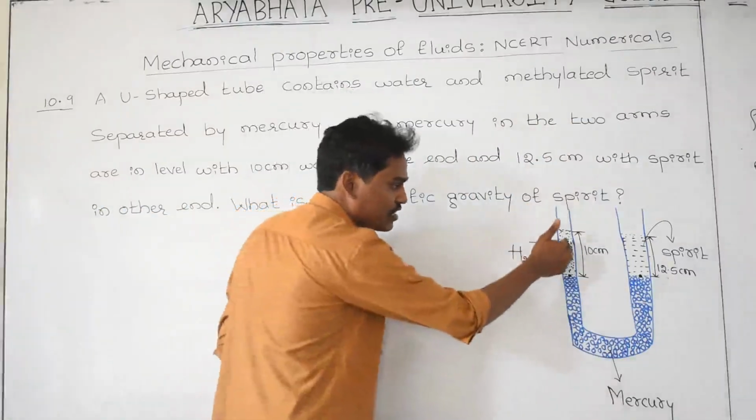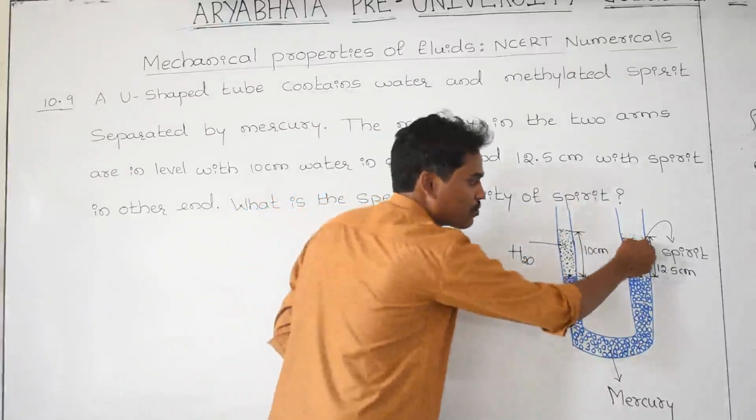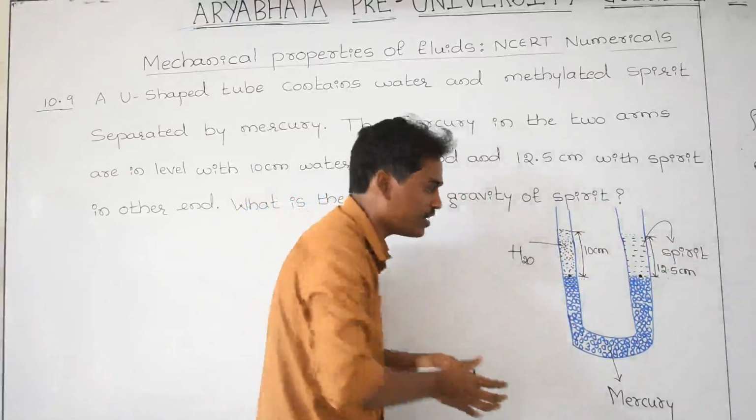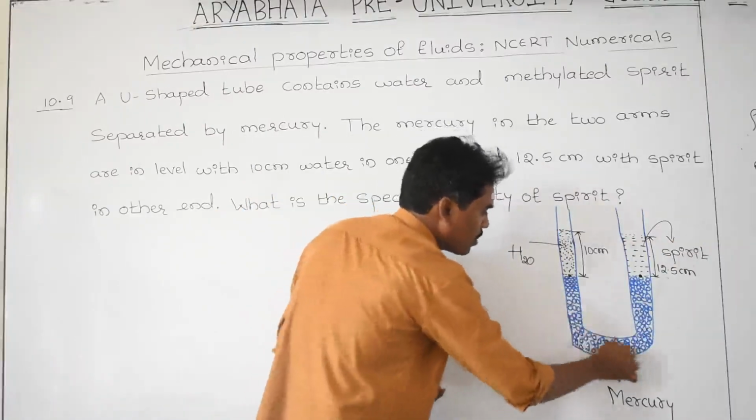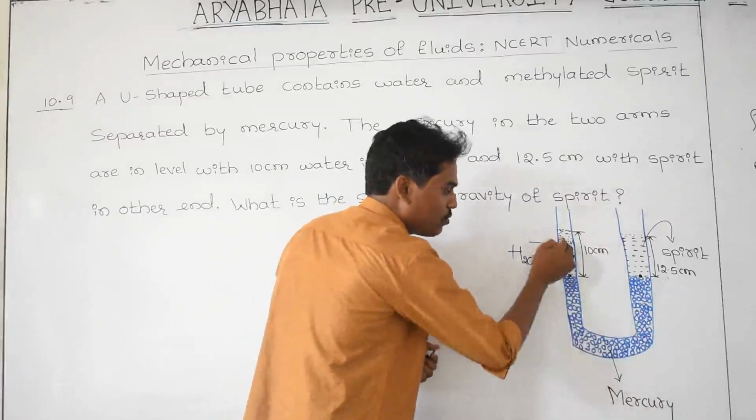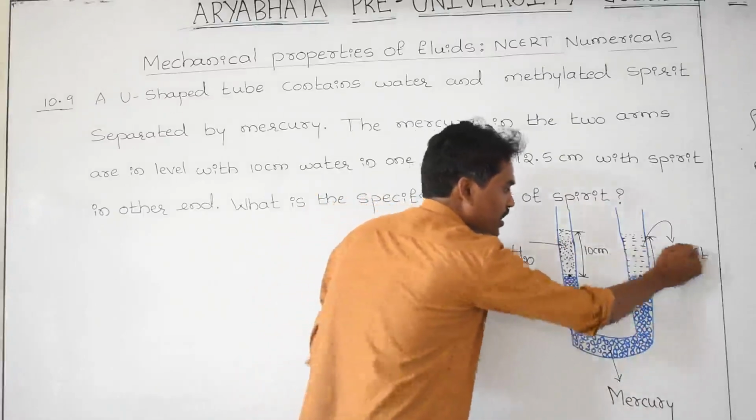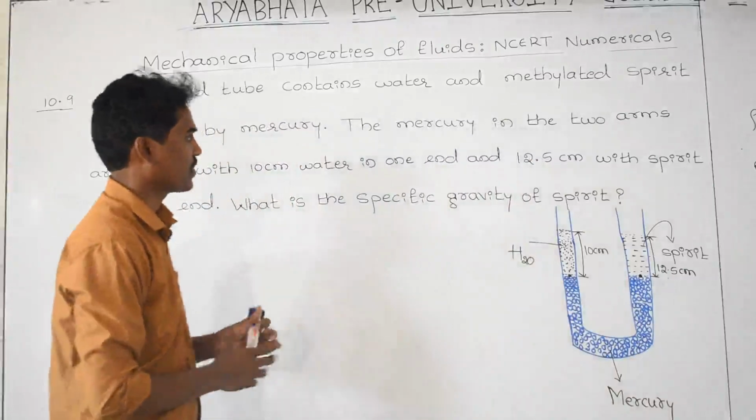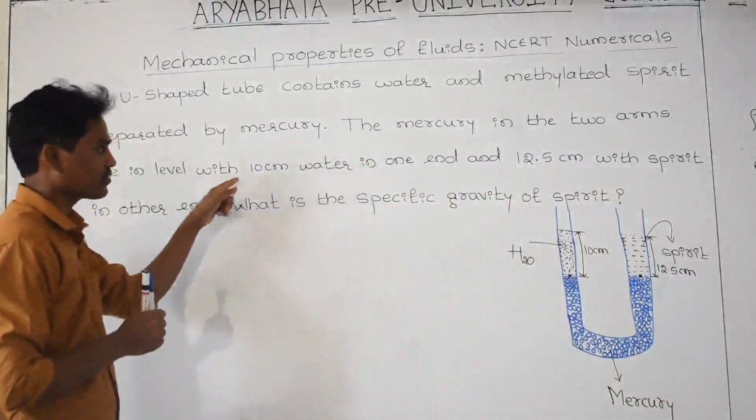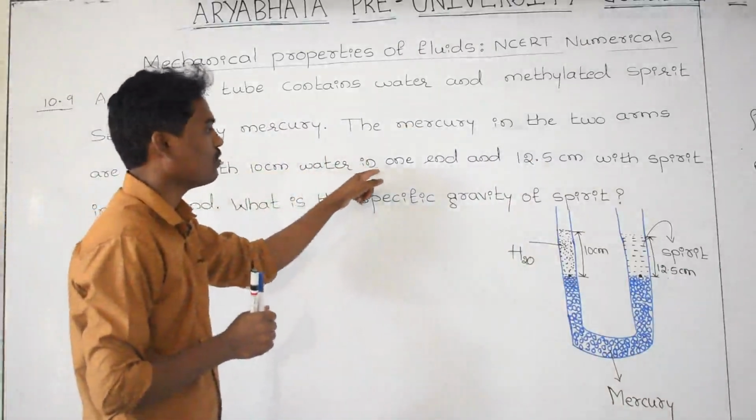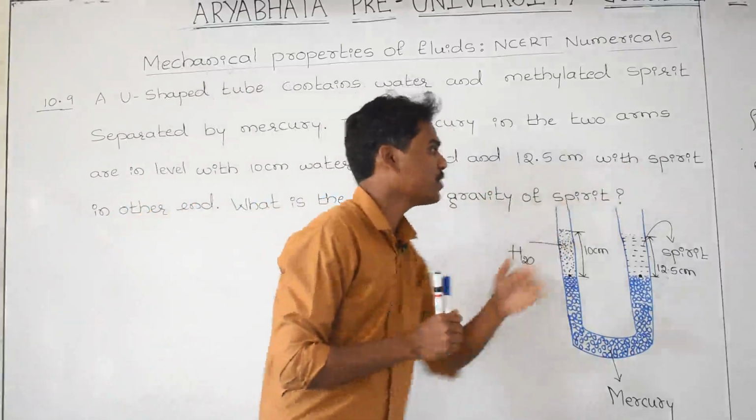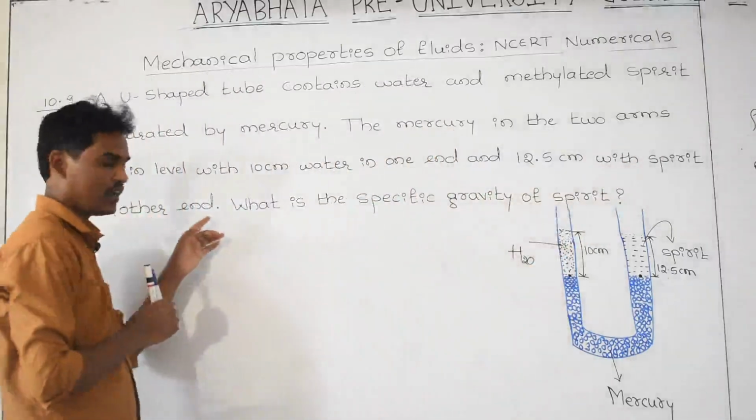Means in this arm this is water, and in this arm this is spirit. The water and spirit are separated by mercury in the tube. This mercury separates water at one end and spirit at the other end. The mercury in the two arms is at the same level, with 10 centimeter of water in one end and 12.5 centimeter of spirit in the other end.